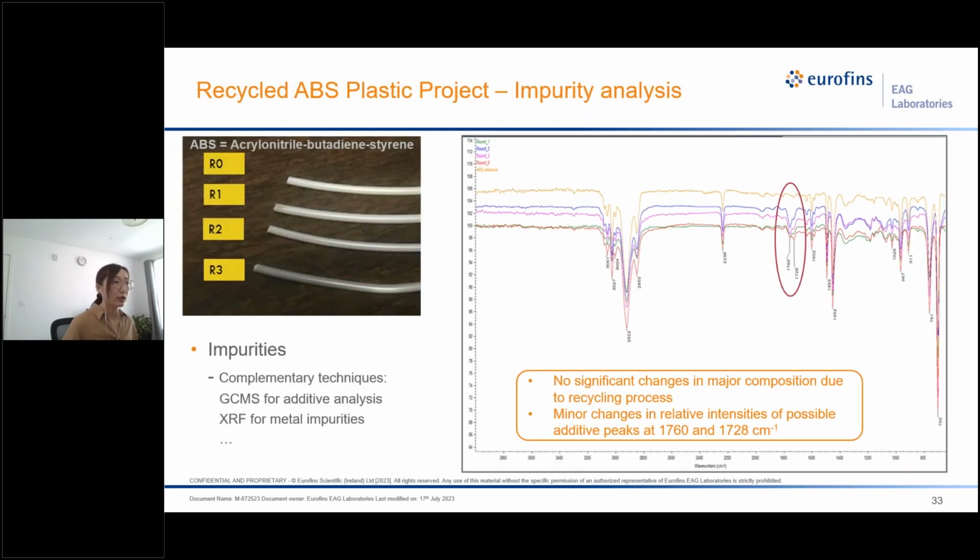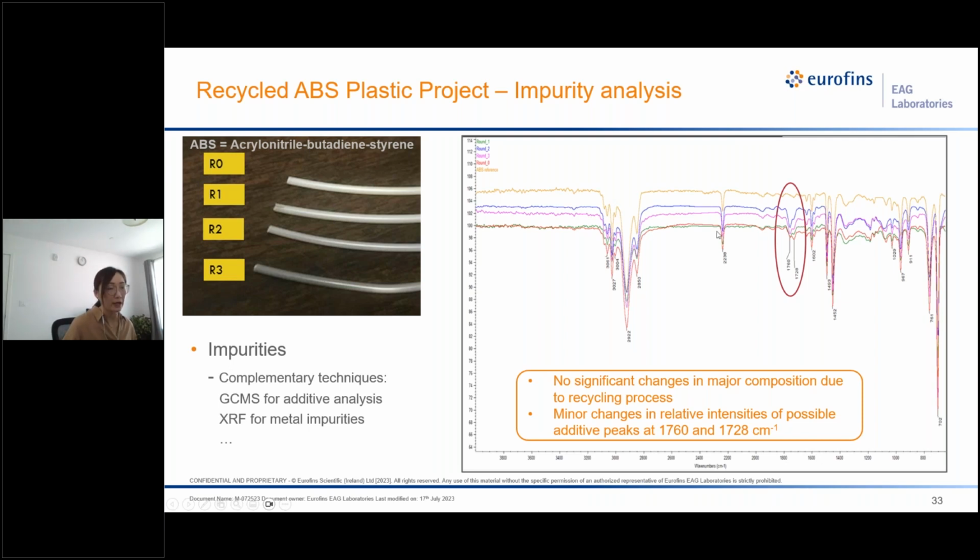So another common area of interest in recycled plastic analysis is the determination of impurities. My colleague Janica worked on a very interesting project to study recycled ABS resins. So FTIR analysis was performed on ABS resins that have gone through an increased number of recycling processes.